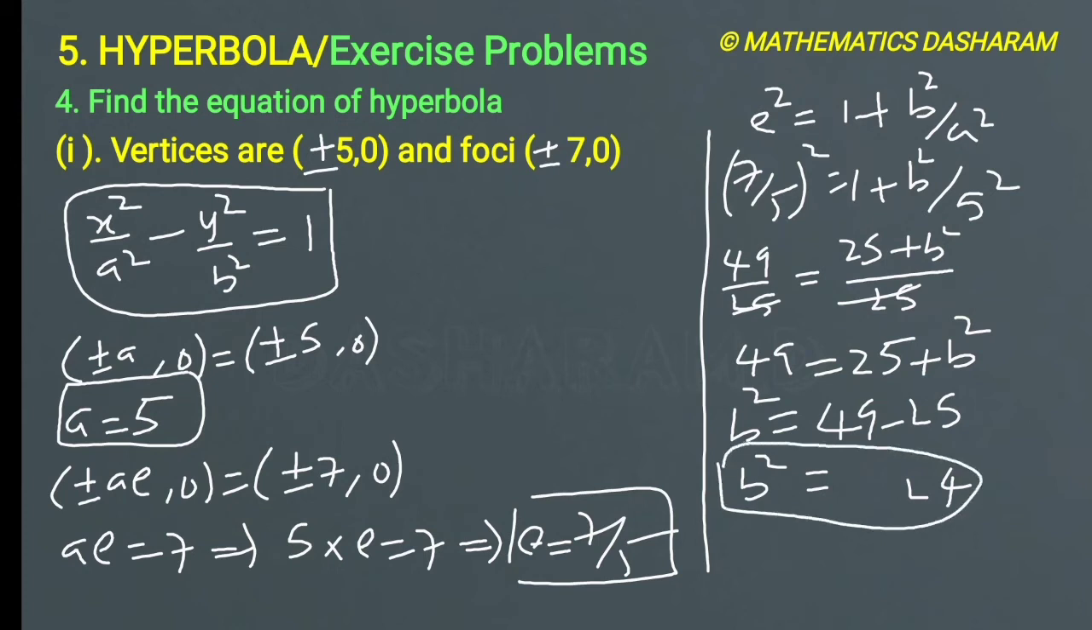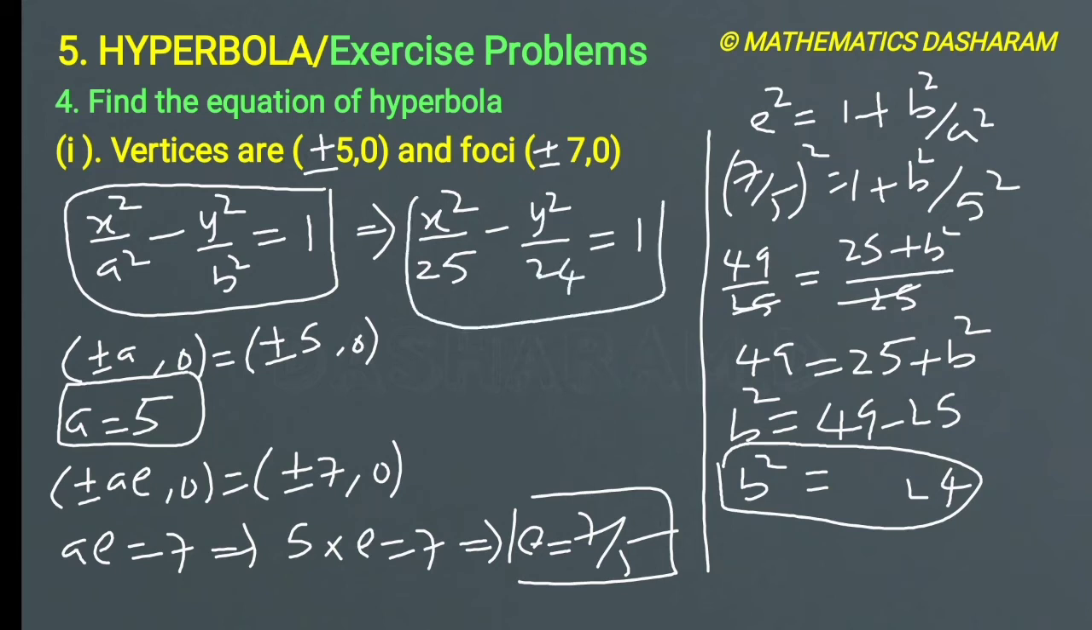Now substitute the a square and b square values in the standard form of a hyperbola. So then x square divided by a square, a value 5, then a square 25, minus y square divided by b square value 24 equals 1. So this is the required equation of a hyperbola.